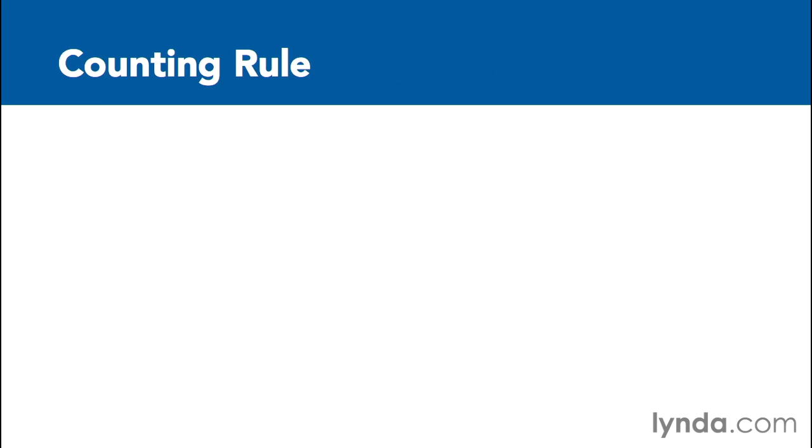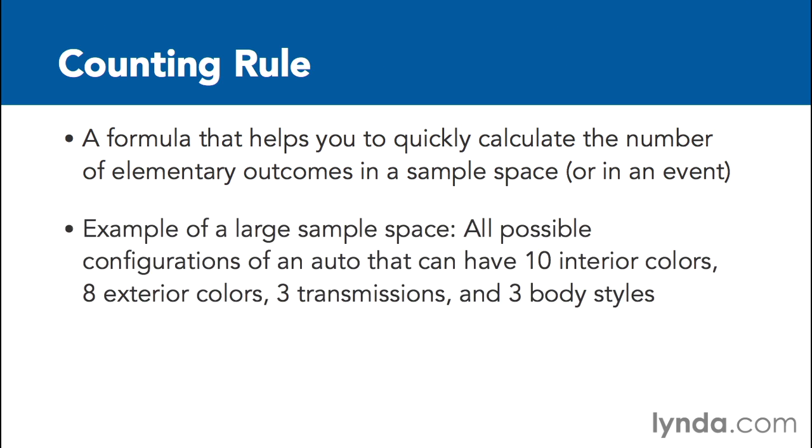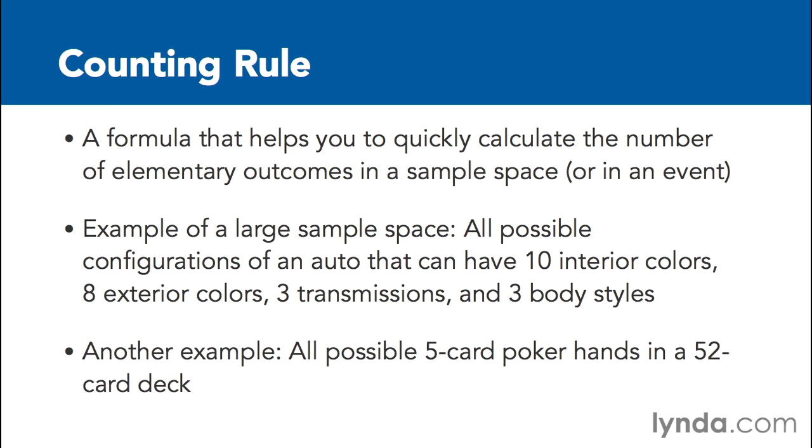A counting rule, well, that's a formula that allows you to quickly calculate how many elementary outcomes are in a sample space, or in an event. Here's an example of what I mean. Think of all the possible ways to configure an automobile that can have 10 interior colors, 8 exterior colors, 3 transmissions, and 3 body styles. If you had to list them all in order to count them, that would take a while. Here's another example. All possible 5-card poker hands in a 52-card deck. Try writing down all of those.